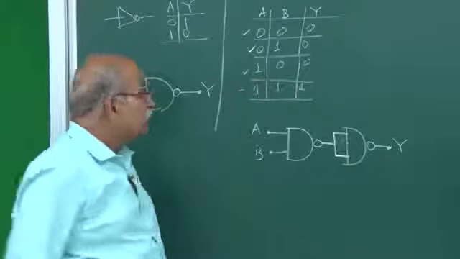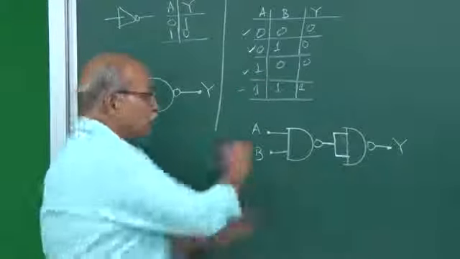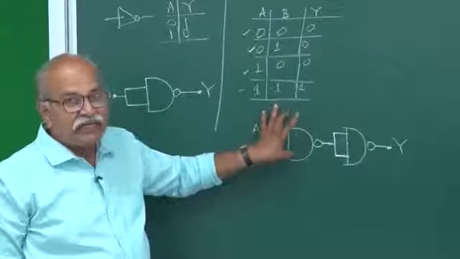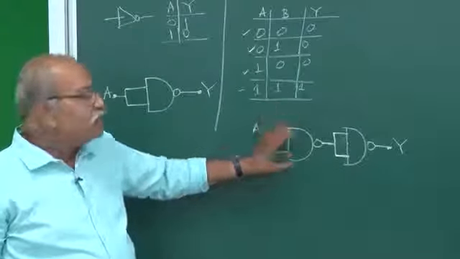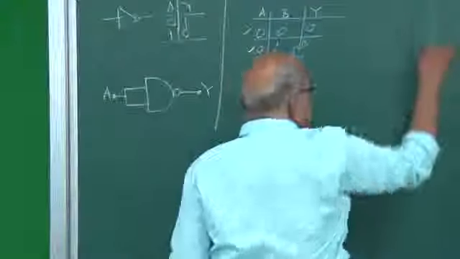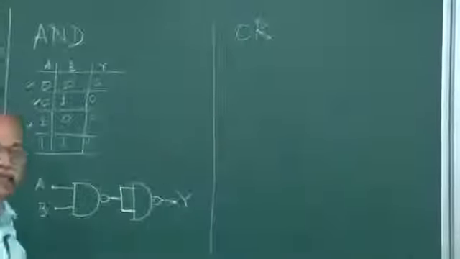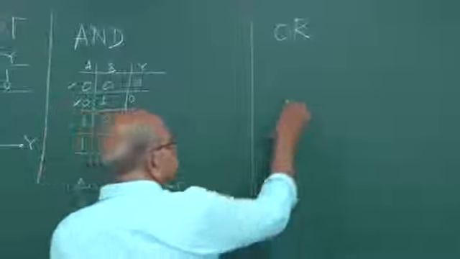Okay. So this is AND gate. This whole thing is AND gate. With 2 NAND gates you can make AND gate. And then OR. Let us see how do I get OR gate. For this I need 3 NAND gates.